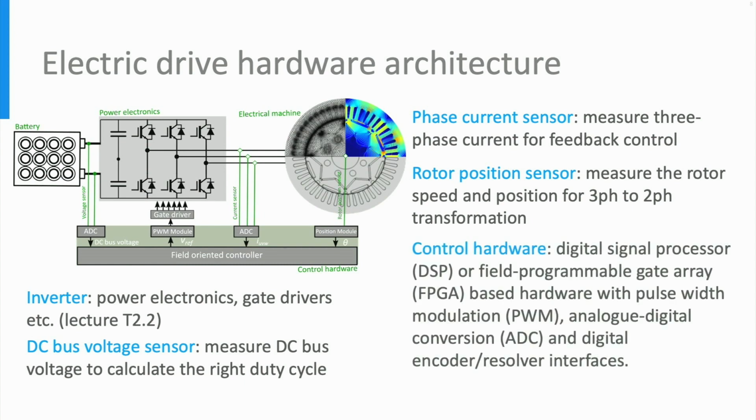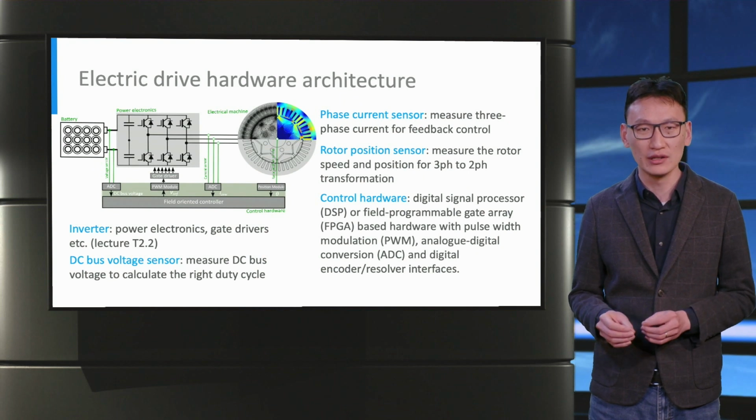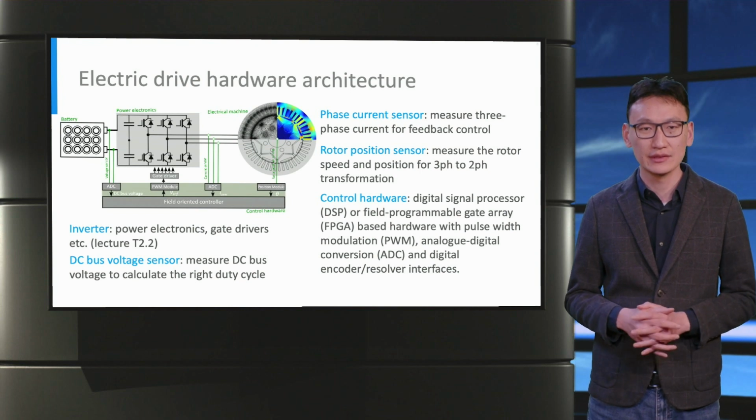The control hardware can be either a digital signal processor, DSP, or a field programmable gate array, FPGA. It needs to facilitate several functionalities, including pulse width modulation, PWM, analog to digital conversion, ADC, for voltage and current sensors, and a digital encoder or resolver interface to measure the rotor speed and position.